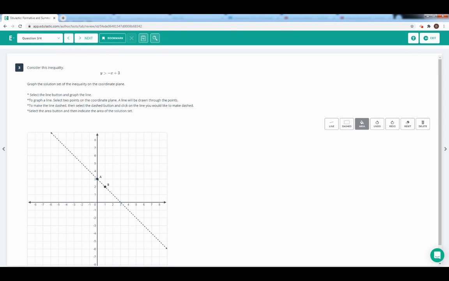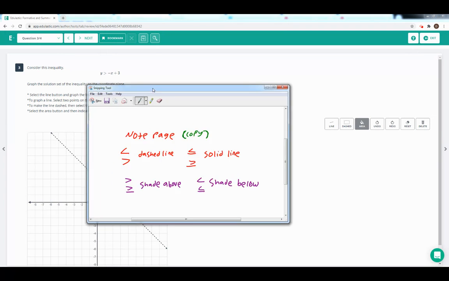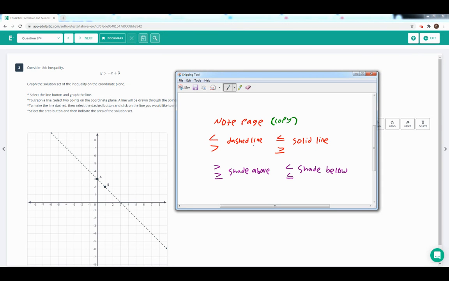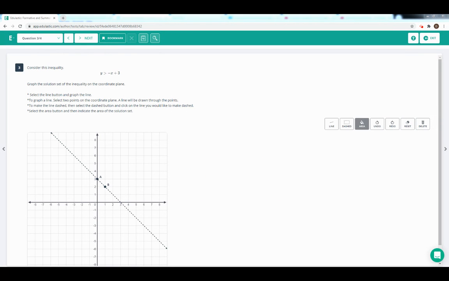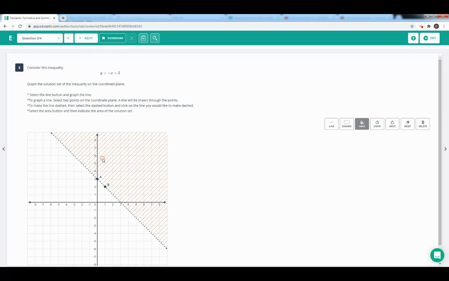And now for my area, it is greater than. So that means I'm going to have to shade above. So to shade above, we're just going to go to a point, and we're going to go up and click. That's it. Okay, it's on top of the line, below the line, just above or below. Start at one of the points you graphed. It's greater than, so we shade above. So we just move up and click.